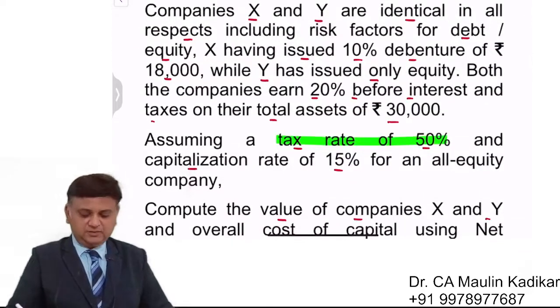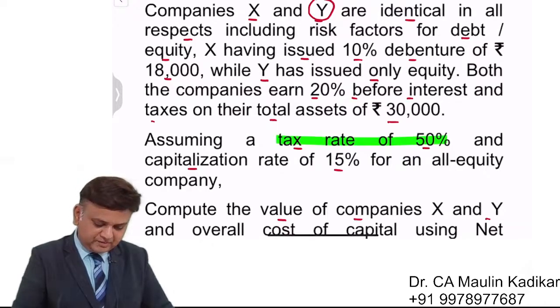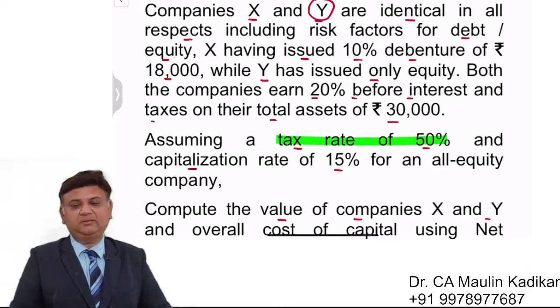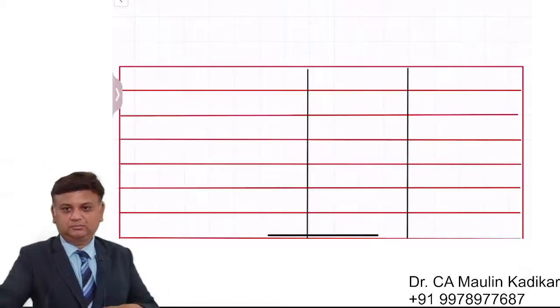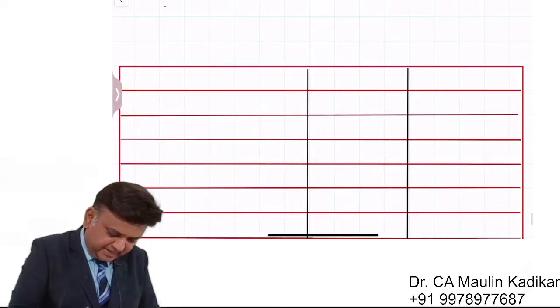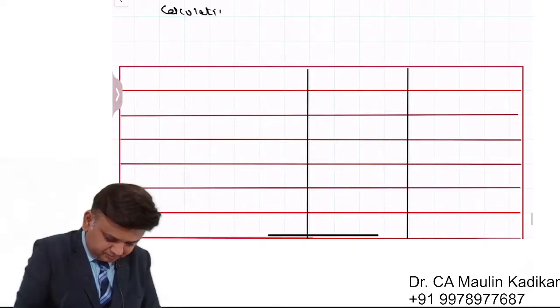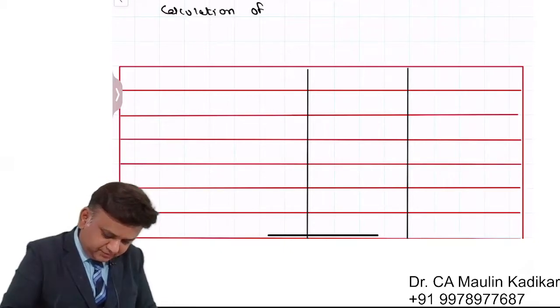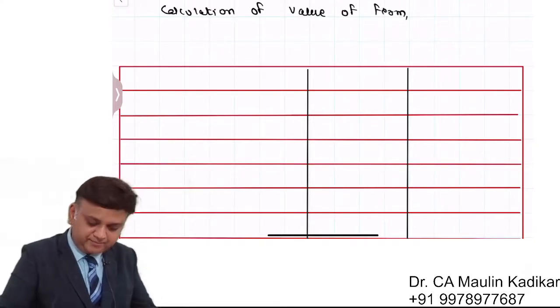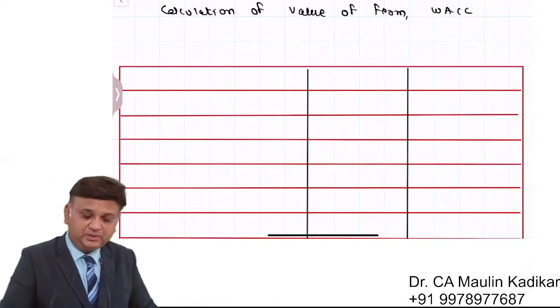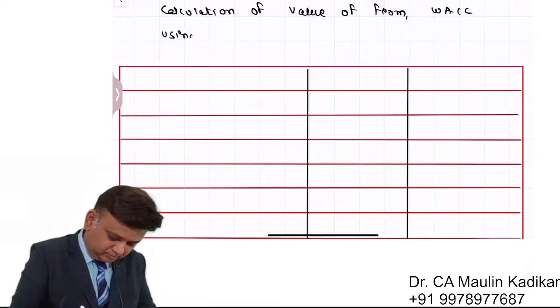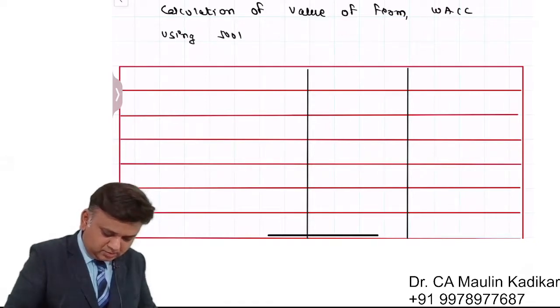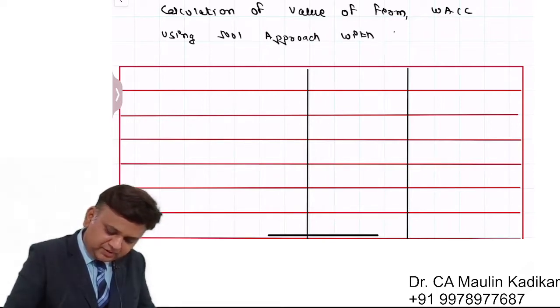I request all of you to answer for company Y, value of the firm and weighted average cost of capital, and put your answer in the chat box. So write down the answer. Calculation of value of firm, weighted average cost of capital using NOI approach with taxes.